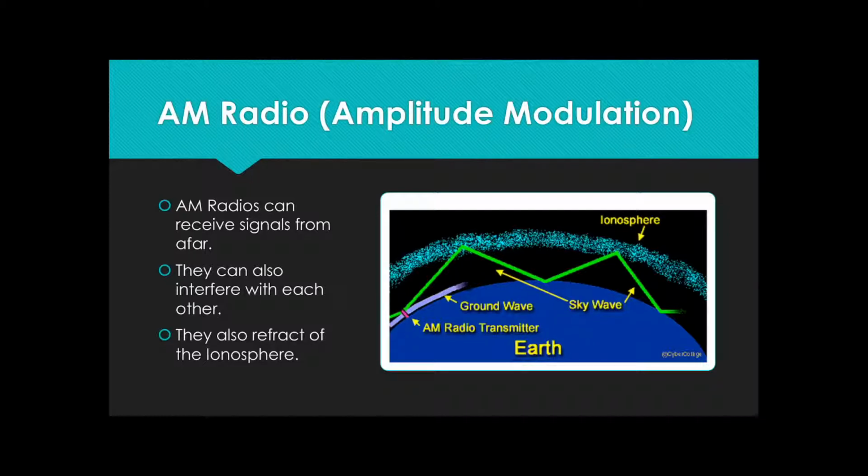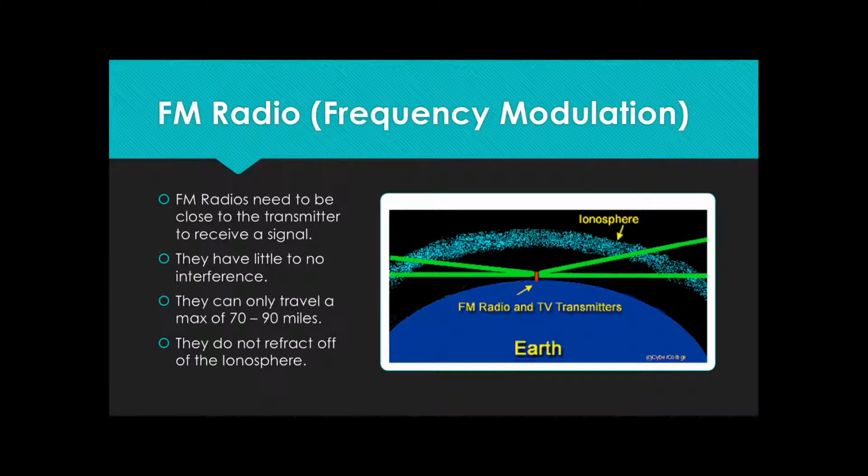AM radio. So this is an amplitude modulation, is what AM stands for. And AM radios can receive signals from afar, but they can also interfere with each other. The AM radio waves also refract off the ionosphere. So if you look at the picture there, they don't go out into space. They hit a layer in our atmosphere and bounce back off, and that is what helps let them travel further and further.